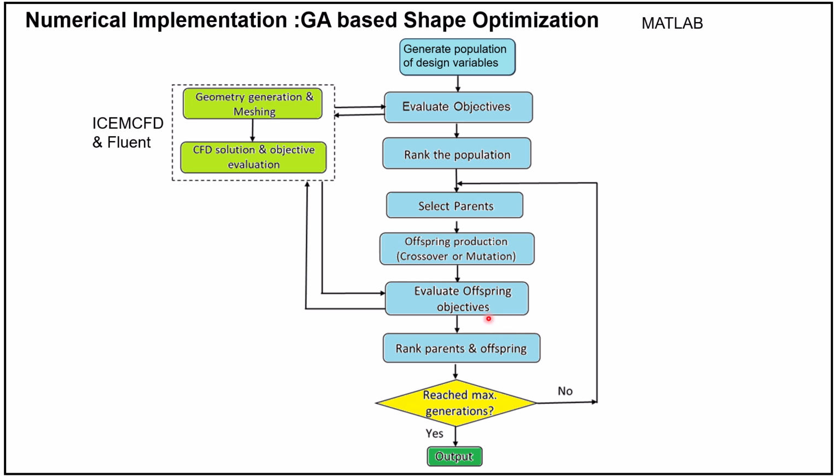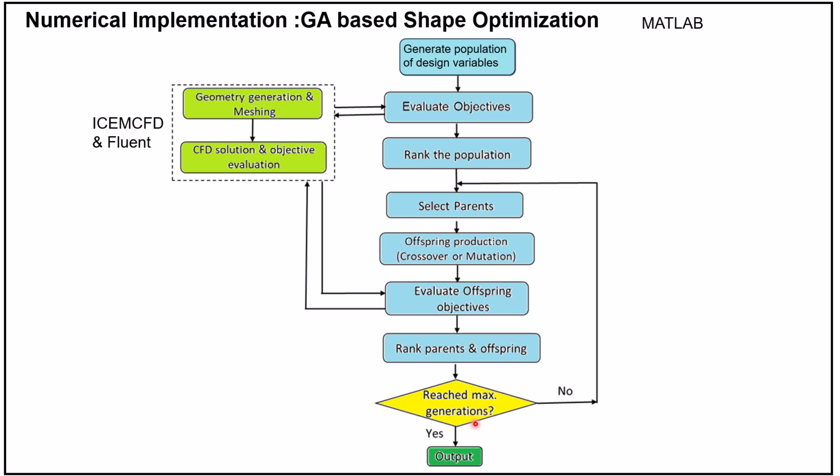And then we need to evaluate the objective values for the offsprings. So for this, again, we call the ICM CFD and Fluent setup. With the help of that, we can evaluate the objectives, and then again rank the parents and offsprings. From the mix of parents and offsprings, pick the top performing design variables as the new parents.